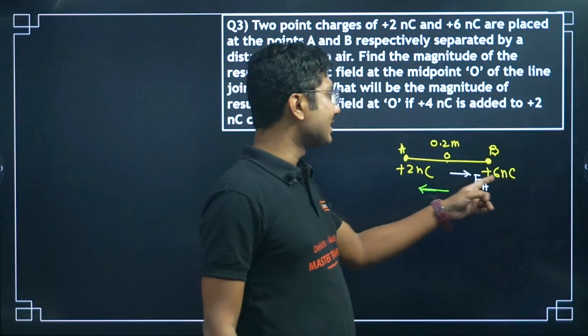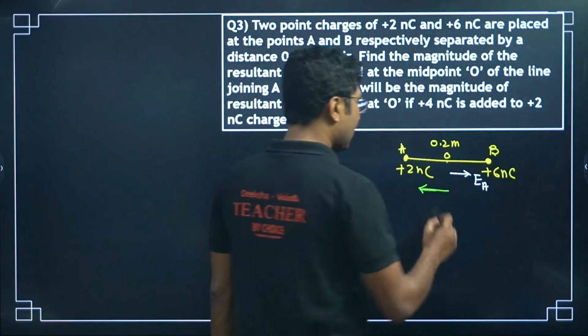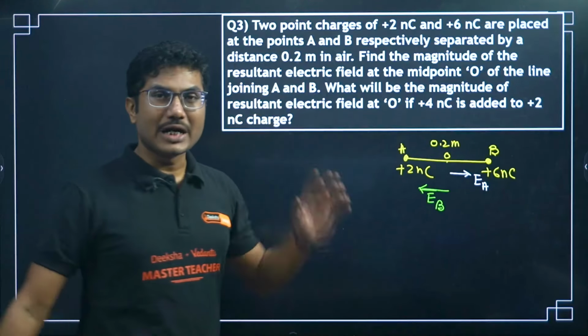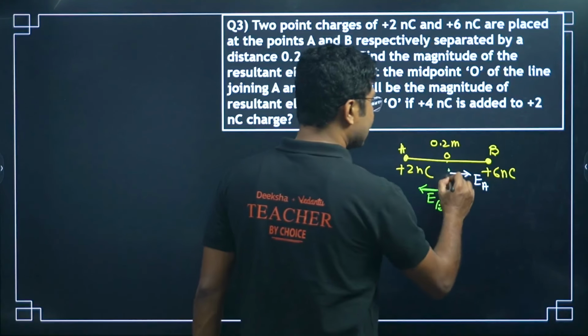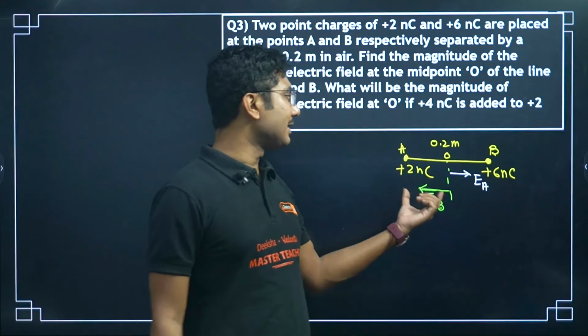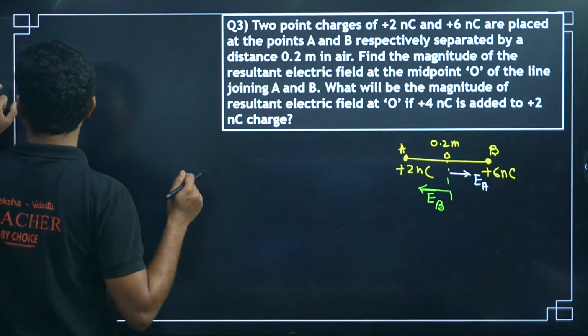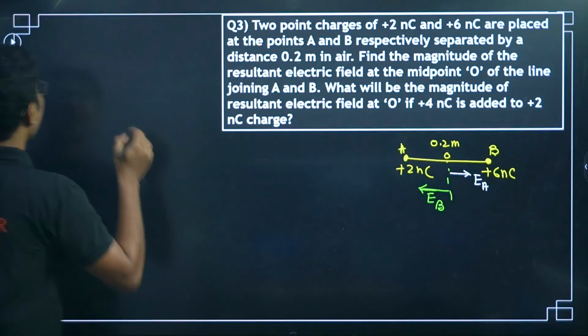Because this plus 6 charge is bigger than plus 2 nanocoulomb, that is why we are drawing a bigger arrow. Okay. So, this is how you differentiate and understand. Now, both the electric fields are in the opposite direction. So, what will be the net electric field in this case? Very easy to understand now.